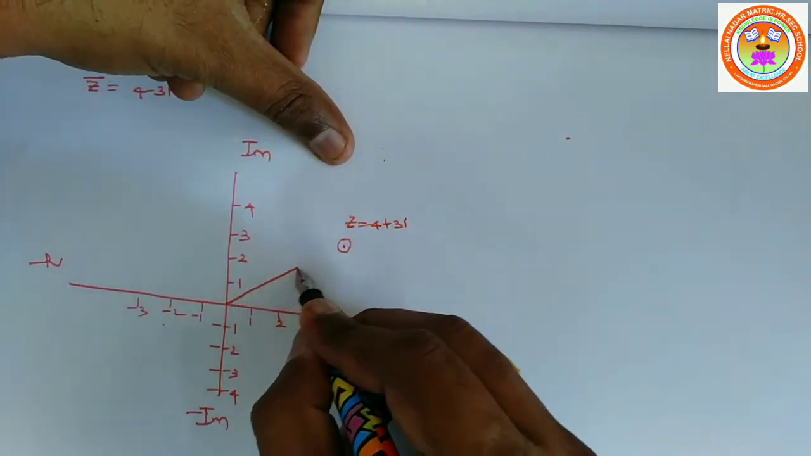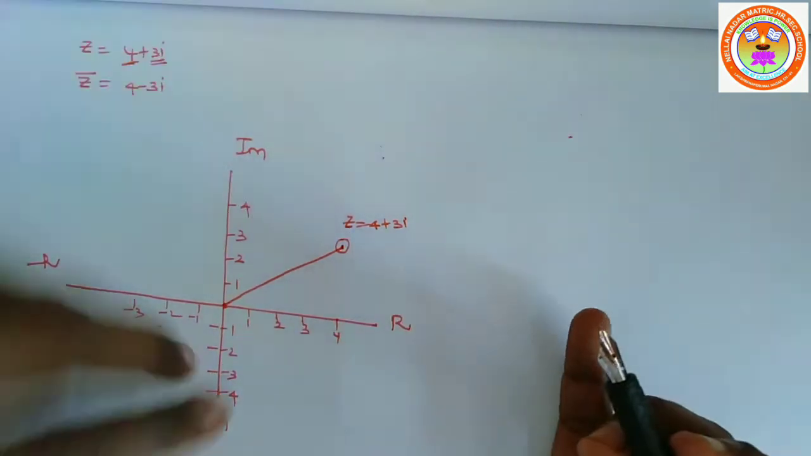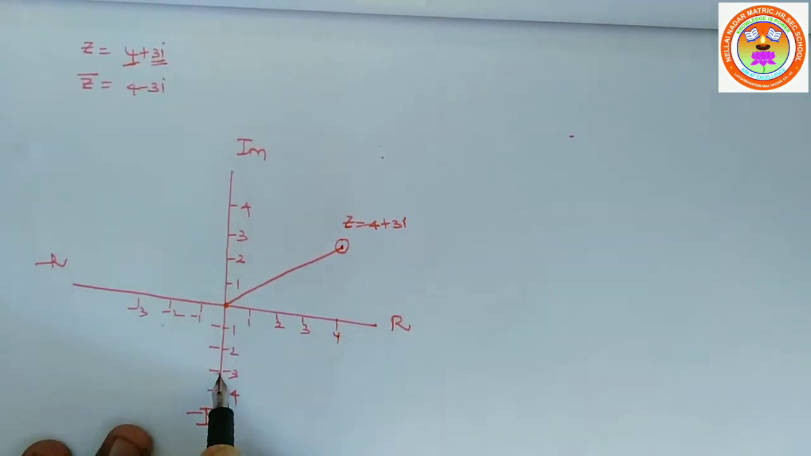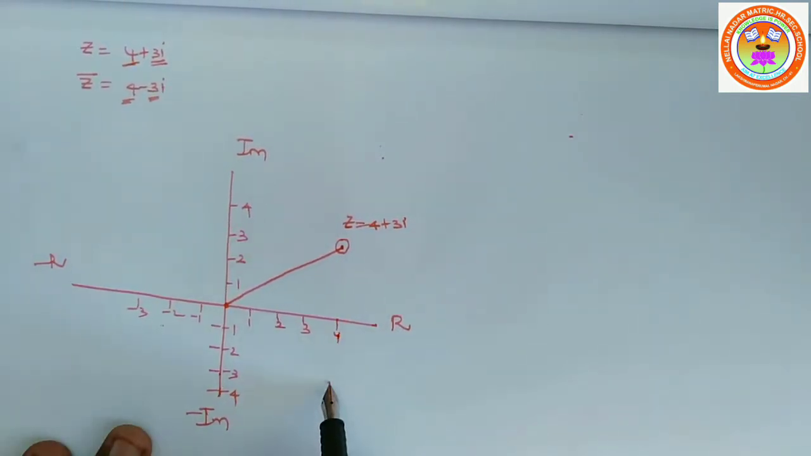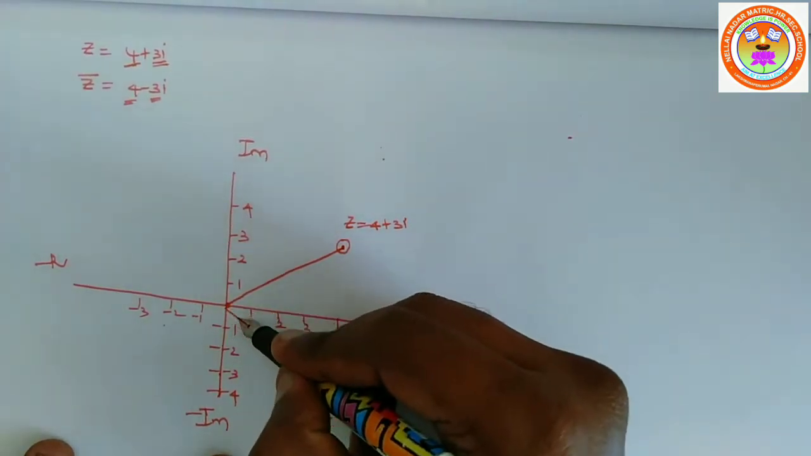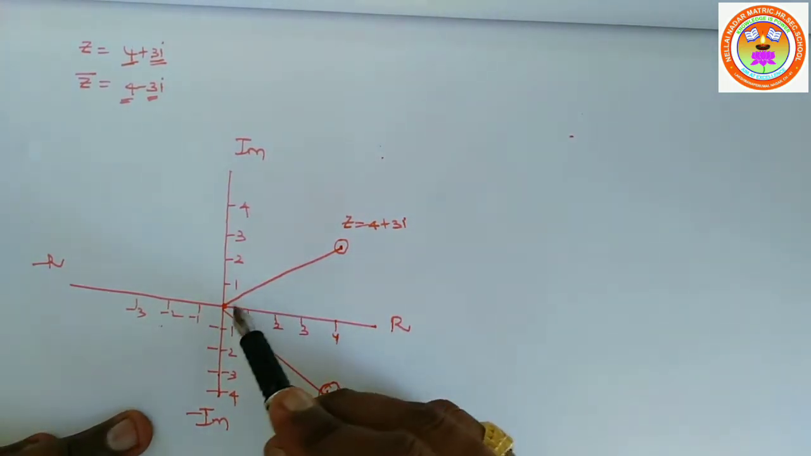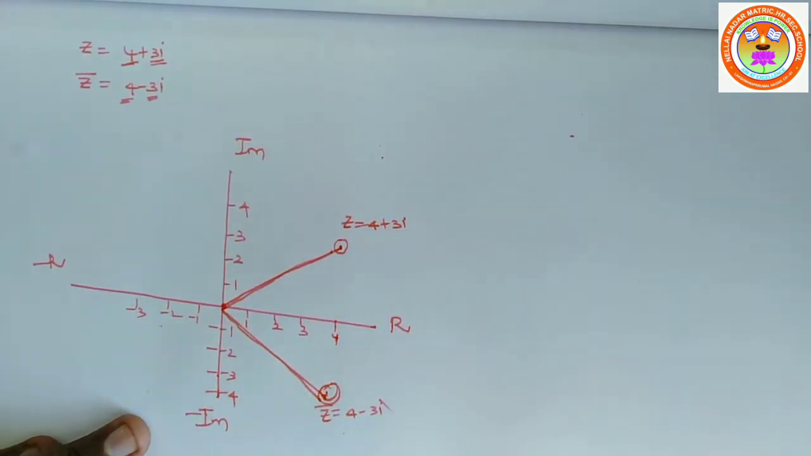This is the origin, and I need to mark the point and join it by a line. Therefore this will be z, z is equal to 4 plus 3i. So what will be z bar? 4 is present here, minus 3. 4 is real, minus 3 is imaginary. So this is z bar. Z bar is equal to 4 minus 3i. So I need to join this. The reflection of z is nothing but z bar. So this is the geometrical representation of the conjugate of a complex number.